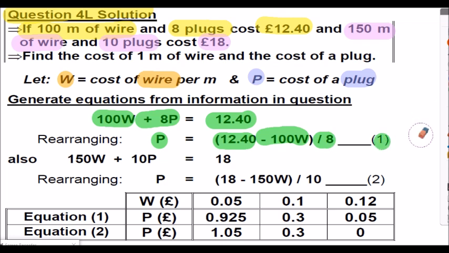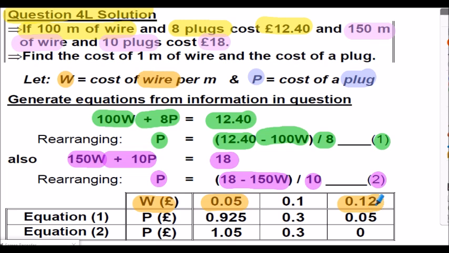Notice in equation 1 as it's formed, the W is on the x-axis, the horizontal axis, and the P is on the y-axis, the vertical axis. And the second equation, 150W plus 10P is equal to 18. We can rearrange that equation. P is equal to 18 minus 150W all divided by 10. That's equation 2 here. The range of W I've used in pounds is from 0.05 through to 0.12.